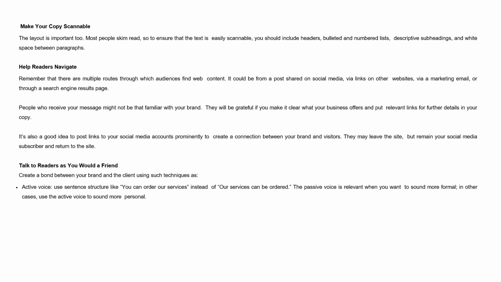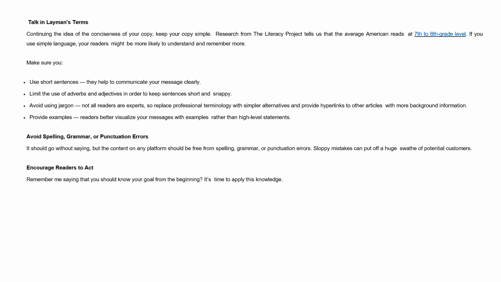Talk to readers as you would talk to your friend. Create a bond between your brand and the client using such techniques. Active voice. Use sentence structure like "you can order our service" instead of "our service can be ordered." The passive voice is relevant when you want to sound more formal. In other cases, use active voice to sound more personal.